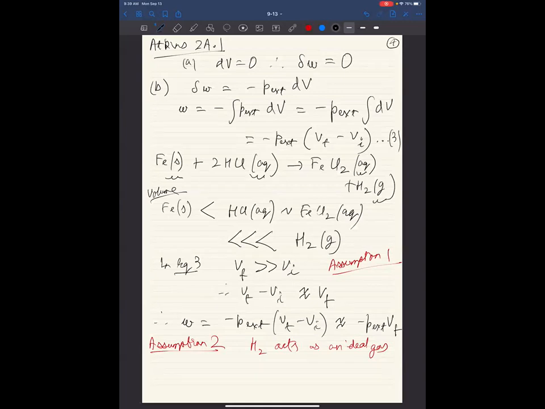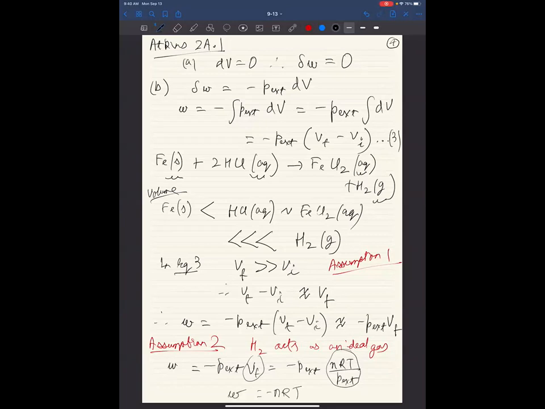So that means that W is equal to minus P external multiplied by V final, the final volume, which is minus P external times nRT by P external, right? Because we are assuming it is an ideal gas. So V final must be equal to nRT by P external. And this is super nice because now the P external cancels out. You don't even need to know whether your reaction is happening at sea level or at the top of Mount Everest. So W is equal to minus nRT.